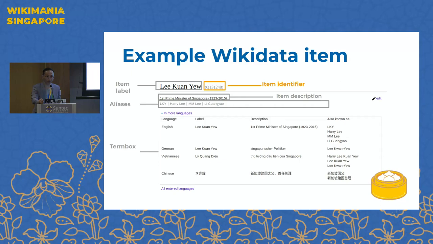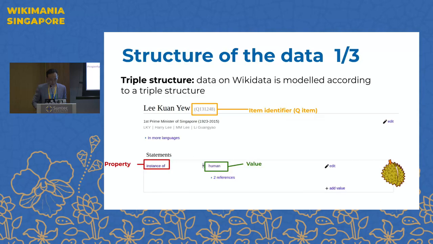We went through this little tutorial earlier this morning: there's an item description, you can also create some aliases, and there's a term box that shows you the different languages in which the item can be described or shown. So we have learned earlier, and I should not delve too deep, but just a quick run-through: the items that are structured on Wikidata take the form of a triple structure, meaning it has an item, a property, and a corresponding value to it, right? So how the items are modeled is according to this structure.